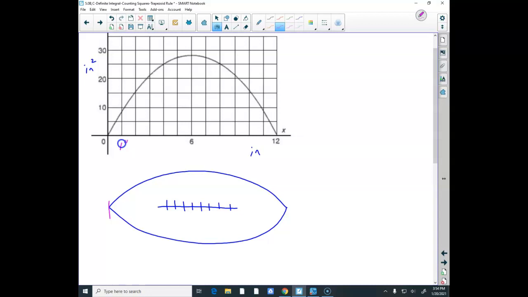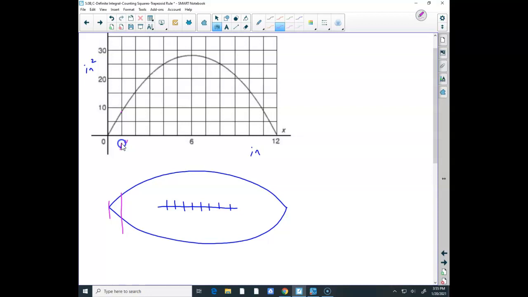But if I took a knife and I cut this football right there, and I turned it so I could see the cross-section, every cross-sectional area of a football is going to be a circle, right? And it's saying the area of that cross-section at 1 inch is about 7.5 square inches.